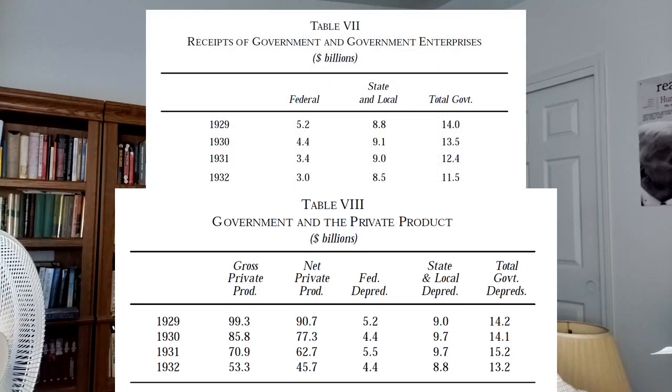Now, the federal depredation numbers, the first two of them match Table 7, right? But the bottom two for 1931 and 1932 do not. In Table 7, it's 5.2 billion and 4.4 billion for 1929 and 1930, respectively, and we see those numbers in the federal depredation number here. And then in 1931 and 1932, we have 3.4 and 3.0 as the receipts of government and government enterprises in those years. And in Table 8.1, we see 5.5 and 4.4.